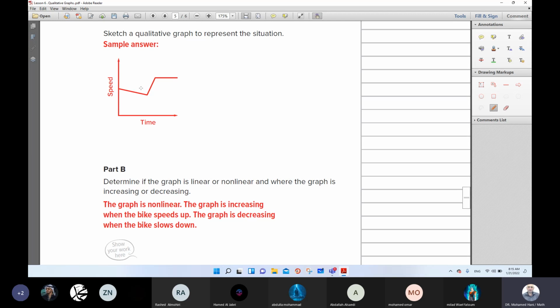So as you see, it is not linear. So the graph is nonlinear. The graph is increasing when the bike speeds up in this period. Here we have increasing. Then the graph is decreasing when the bike slows down. As you see here, we have decreasing. And here, no change in this period, no change.